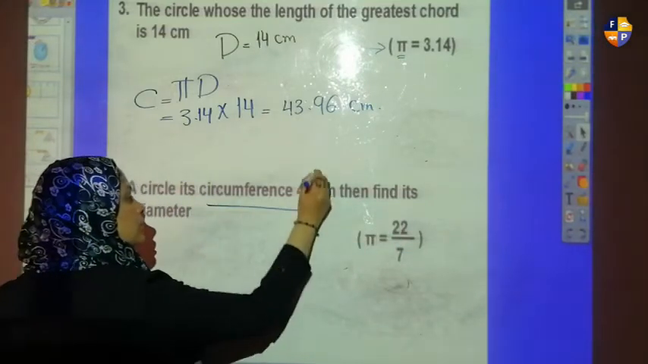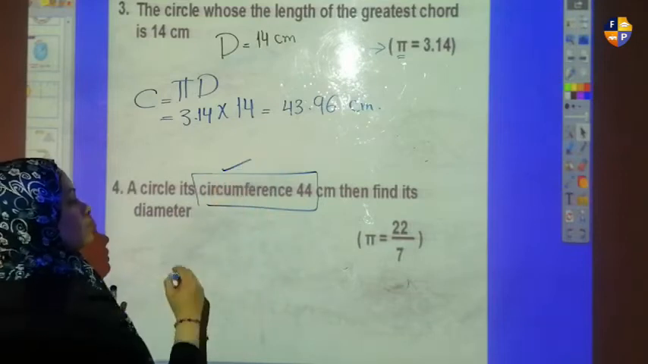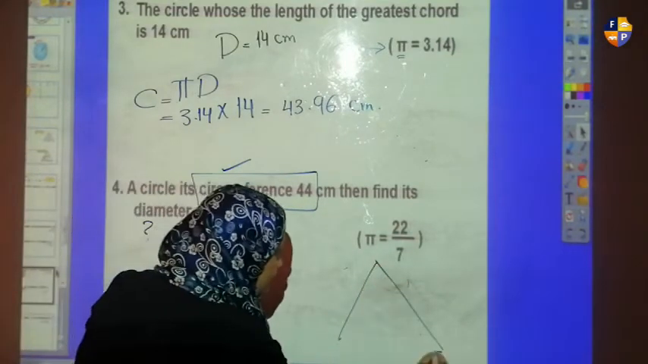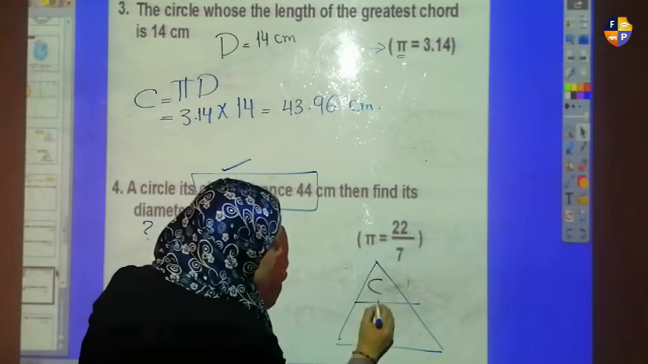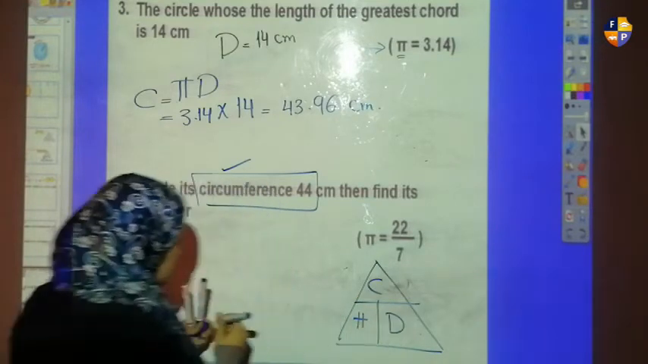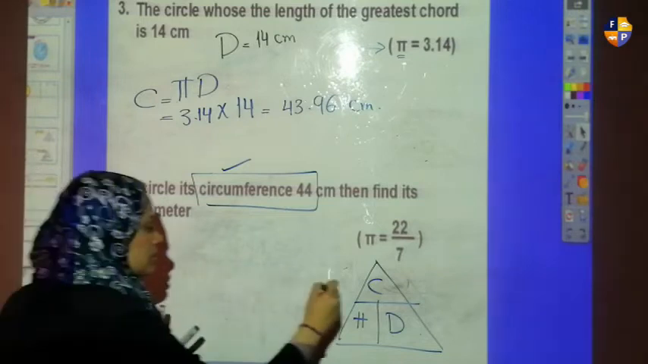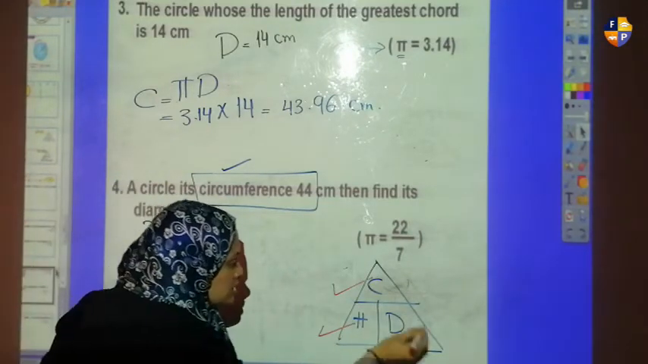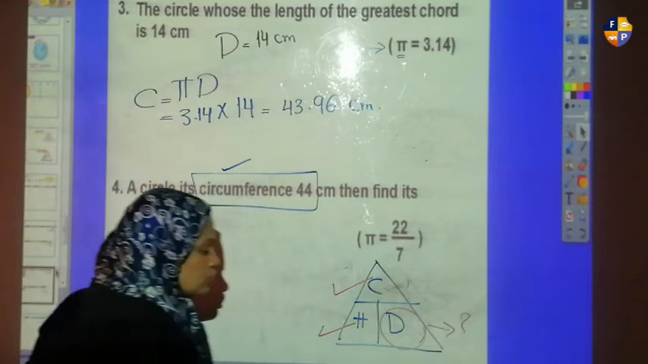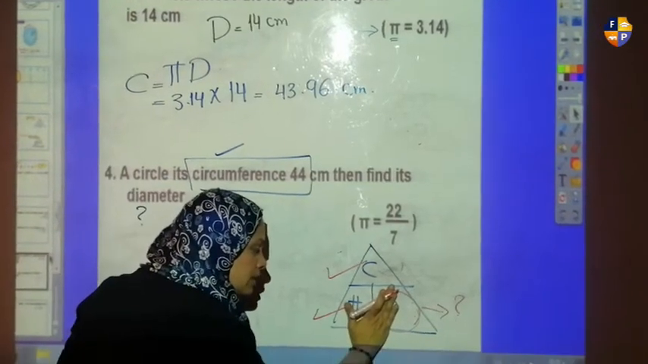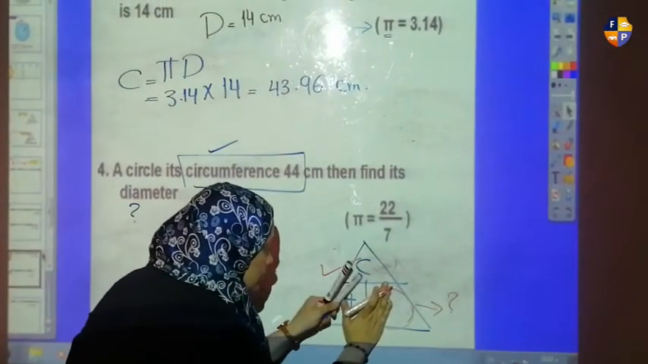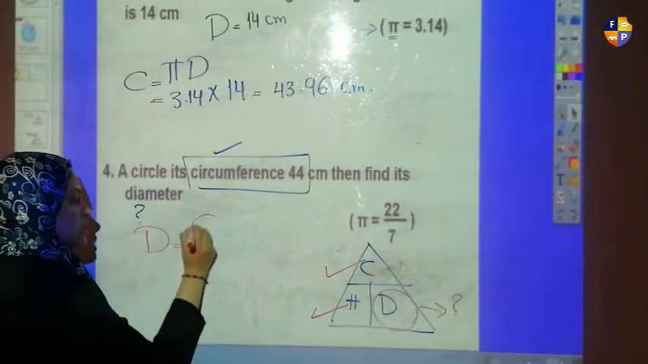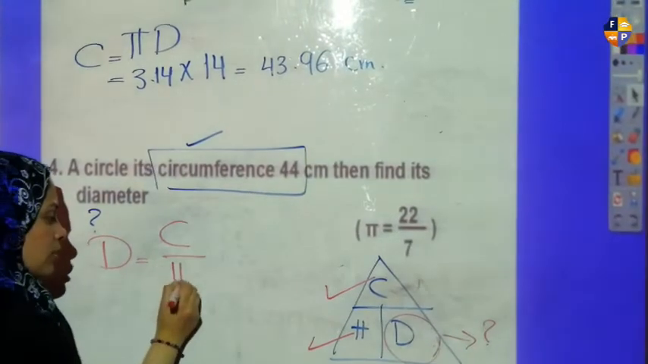Okay. Number 4: a circle, its circumference is 44 centimeters, then find its diameter. Now, the circumference is given, and find its diameter. I want the diameter from the magical triangle. Circumference equals pi times d. He gave me the circumference of the circle, and pi, I know that it's constant, and I want the diameter. So hide it with me. You should do what now? Circumference divided by. Excellent. So the diameter equals the circumference divided by pi.